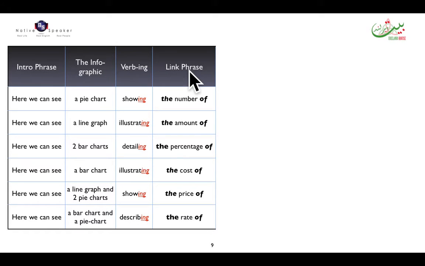Now, it doesn't always have to be a link phrase, but as you can see, it works very comfortably here. The number of, the amount of, the percentage of, the cost of, the price of, and the rate of. Remember, this word here has 2 pronunciations in English. If the first letter of the next word is a consonant, then you say the. If the first letter of the next word is a vowel, then you say the. So it's the number of and the amount of.